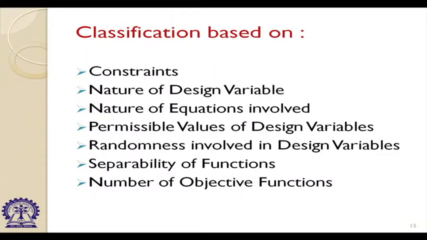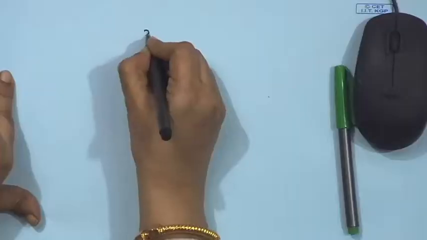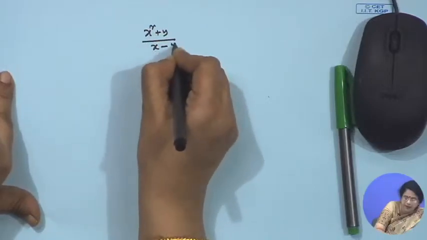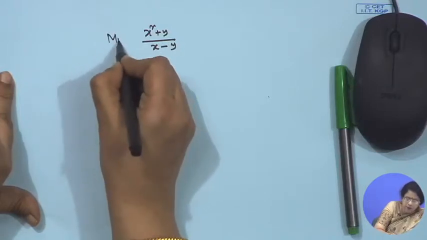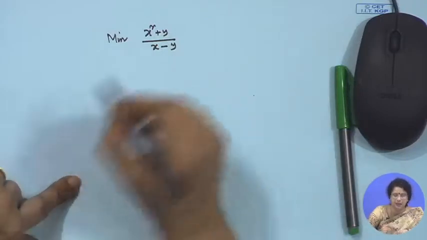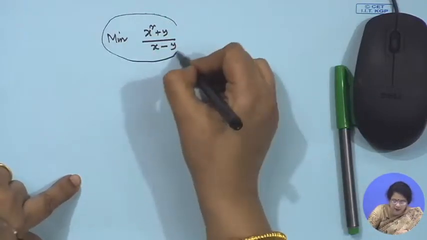Now, what about the nature of the equations? What equations are involved? That is very important for us, because for the nonlinear programming problem, the nonlinear function can be of different types. It may happen that the nonlinear function is of fractional type. For example, a function of two variables, x square plus y divided by x minus y, minimization or maximization of this. You see the function is of fractional type. How to handle this one?